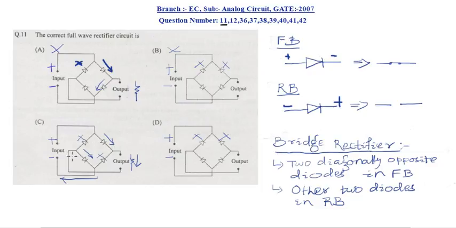Similarly you can analyze the negative half cycle. So this is the case of the full wave rectifier. This is the perfect option. So C is the answer.